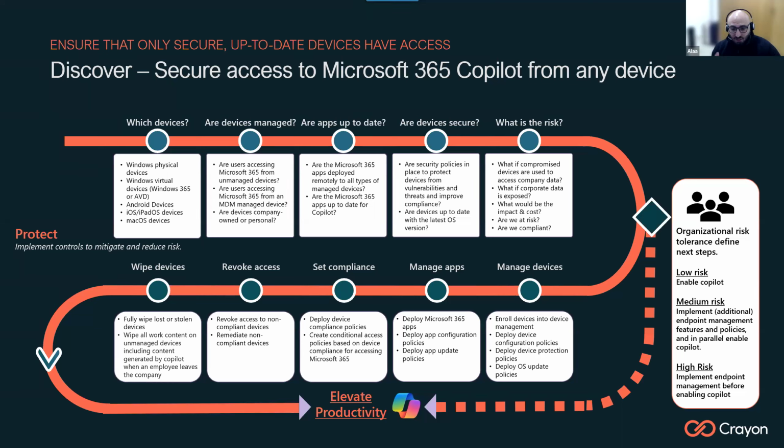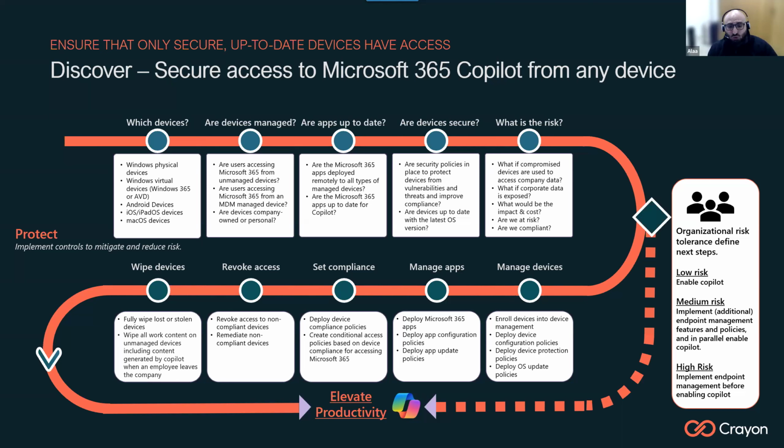The point after that is set compliance by deploying device compliance policies that can define requirements like encryption, antivirus status, operating system version, and create a conditional access policy based on the device compliance to restrict access to the Microsoft 365 resources.